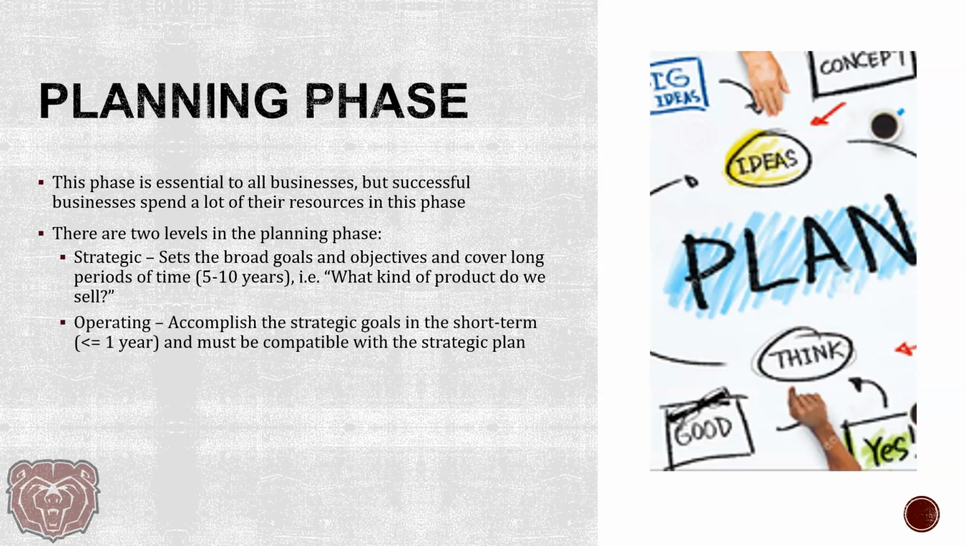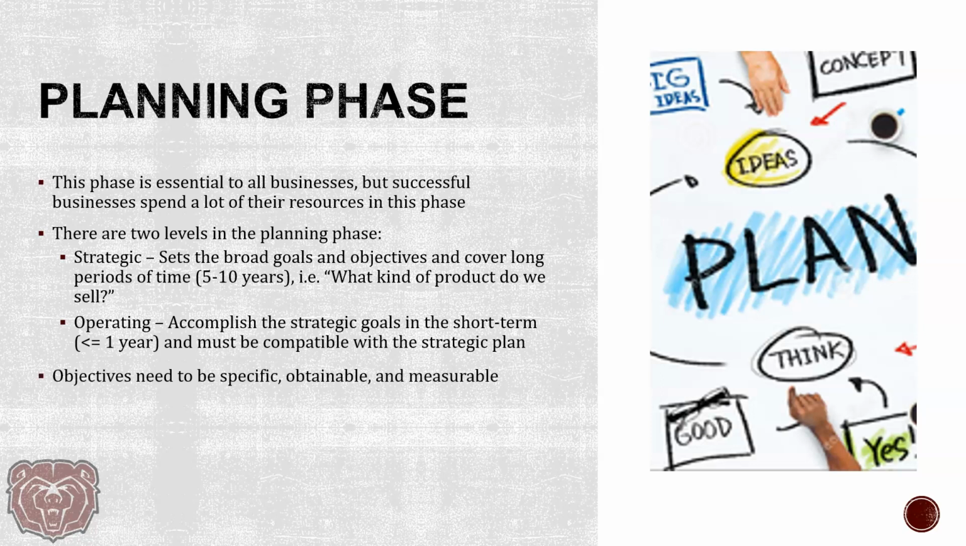So the next one is the operating plan, okay? This is where you accomplish those strategic goals, but in the short term. So it's typically going to be less than or equal to a year. The one thing to note is that it has to be compatible with the strategic plan. What I mean by that is that you can't say that you want to sell shoes in Boca Raton, Florida, but you don't have any brick and mortar stores in Boca Raton, Florida. You don't have any way of shipping those shoes to Boca Raton, Florida, right? You've got to make sure that your operating plan is compatible with your strategic plan.